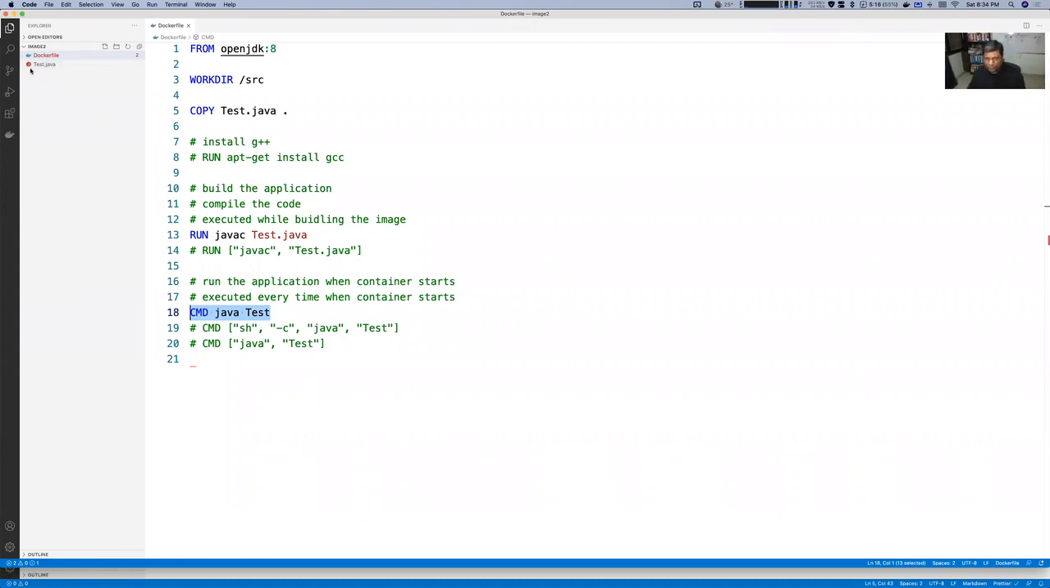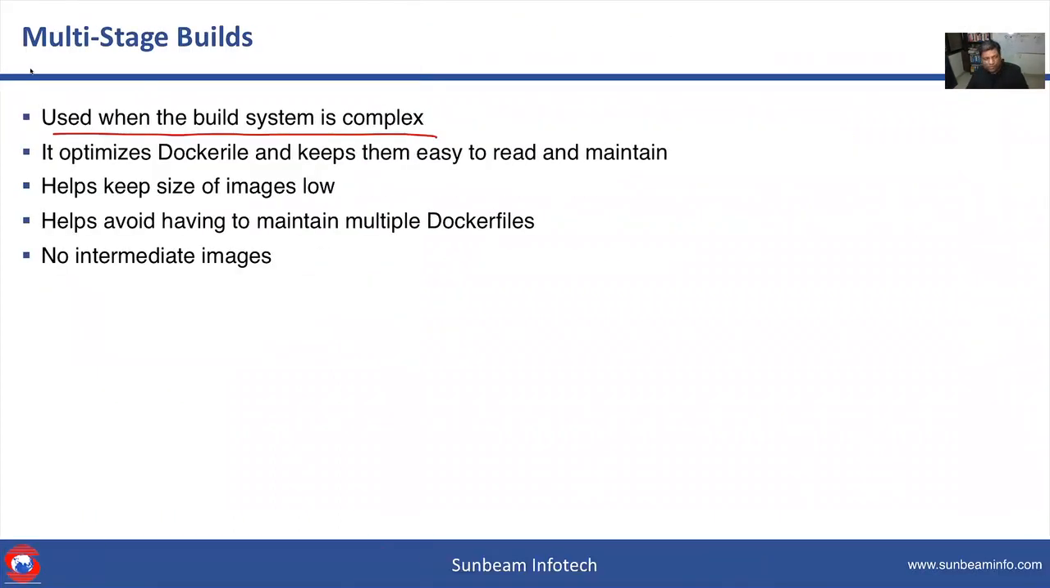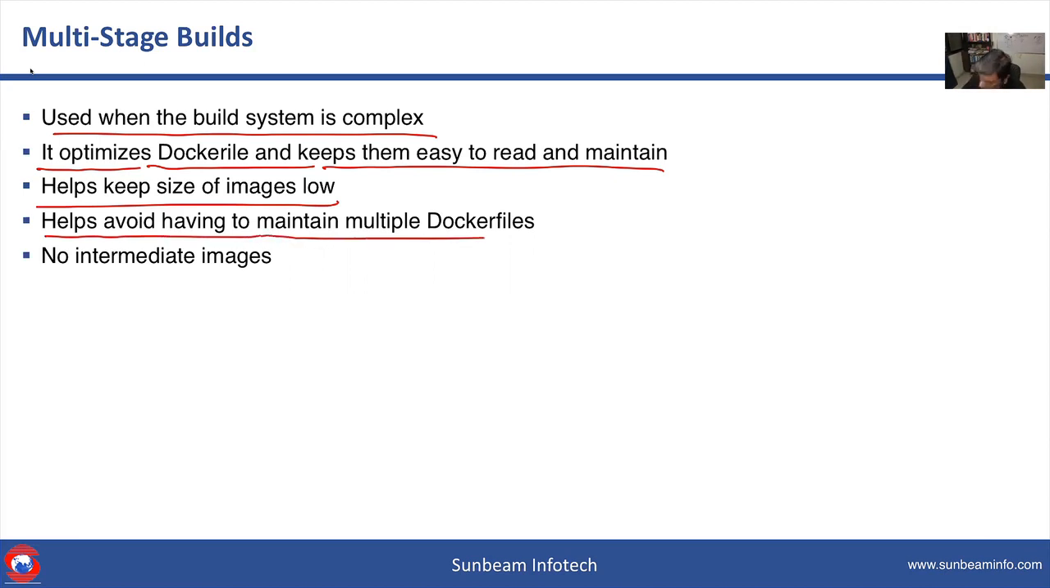These days, most of the time, the build system is complex. It optimizes the Docker file, and it keeps them easy to read and maintain. That's the reason multi-stage builds are used. It helps keep the size of the image very low. I said low, but it's very low, and you will compare it and you will see how low it will be. It helps avoid multiple Docker files.